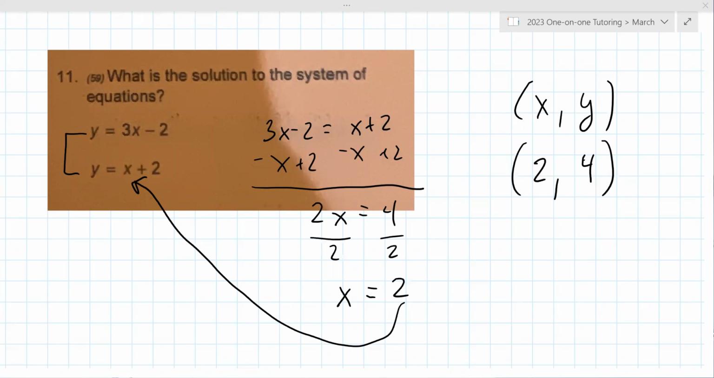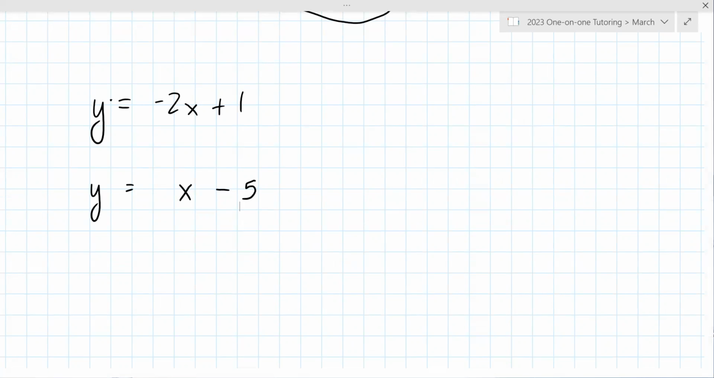Great. And also maybe we could do one more of the system of equations. Let me make one up here. Absolutely. Sorry, I should have done that before I left. So let's go: y equals minus 2x plus 1, y equals x minus 5. Why don't you try that one on your own, please?